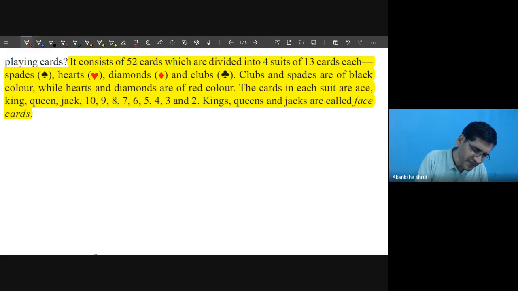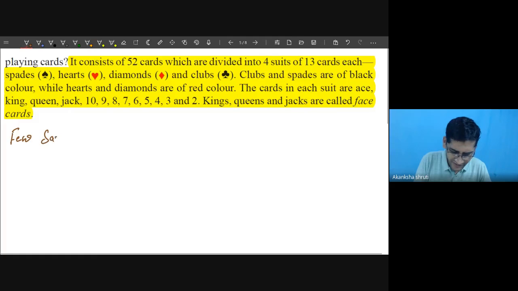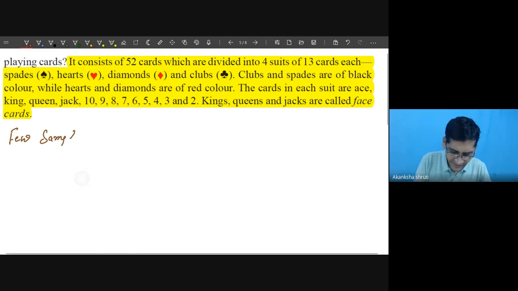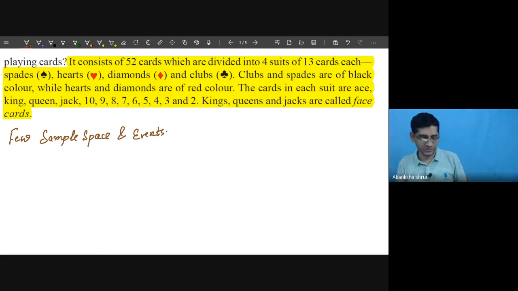Student, many a time our students are facing difficulty in writing the sample space and event. So I'm going to write a few sample spaces and events. Let me write before going to the question.